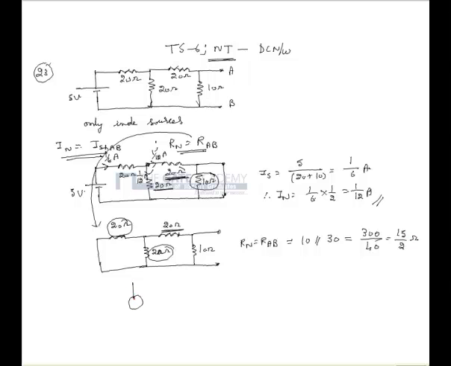So the Norton equivalent of the circuit can be drawn as shown. Here the Norton's current is 1 by 12 ampere and the Norton's resistance is 15 by 2 ohms. From the Norton's equivalent circuit that we obtained, we see that the correct option is A.